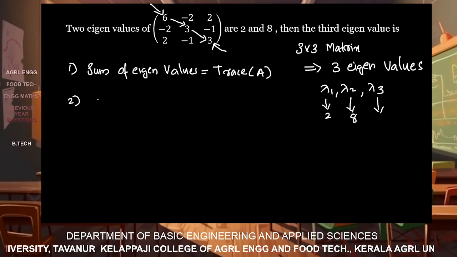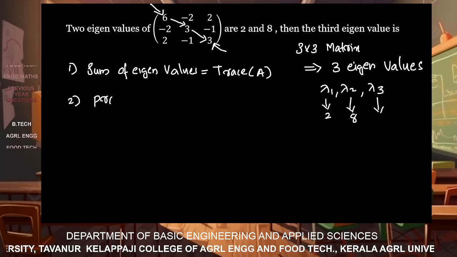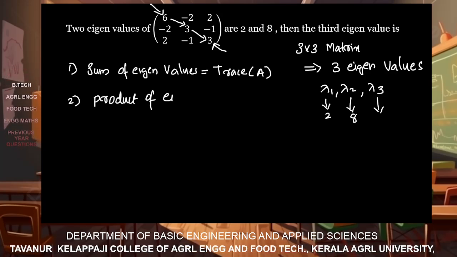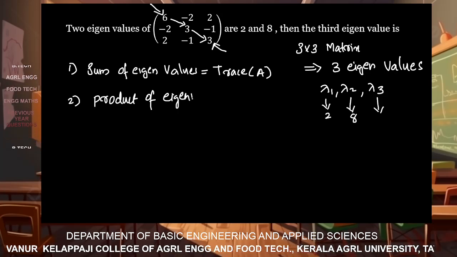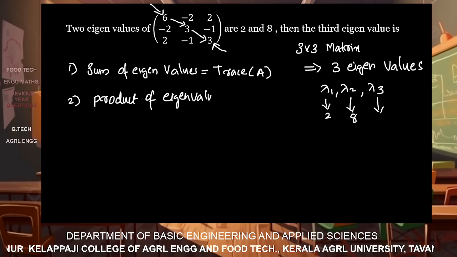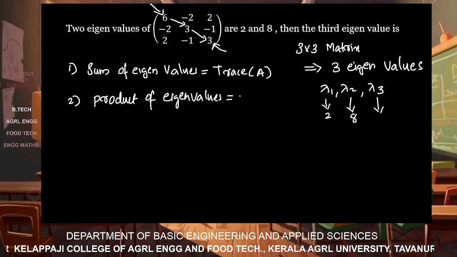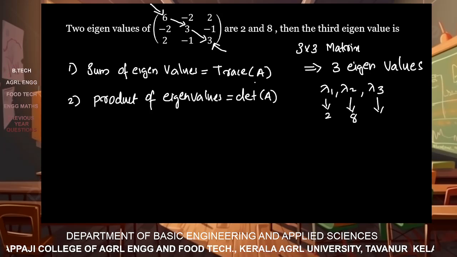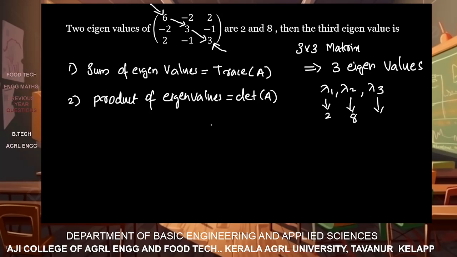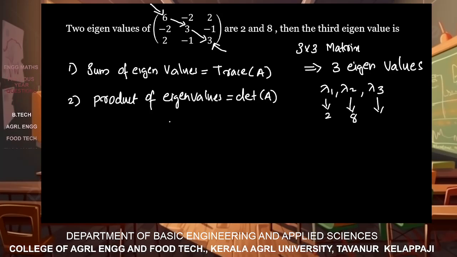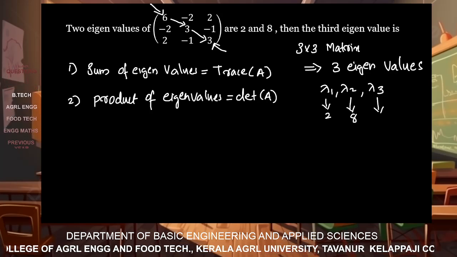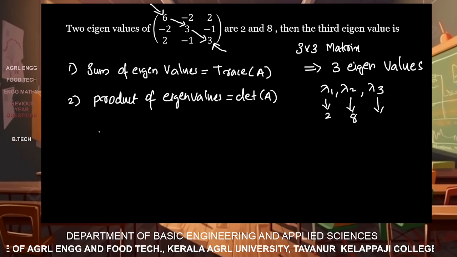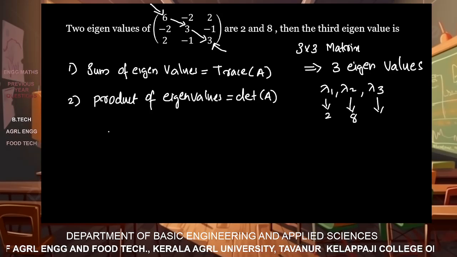Another one is the product of eigenvalues. Product of eigenvalues is the same as the determinant of that matrix. We are familiar with the determinant. So these two are very important properties of eigenvalues. Since the first one is very simple, we have sum of eigenvalues equal to trace.